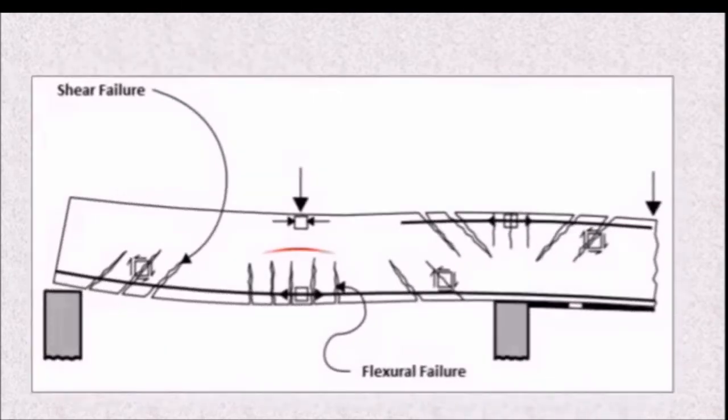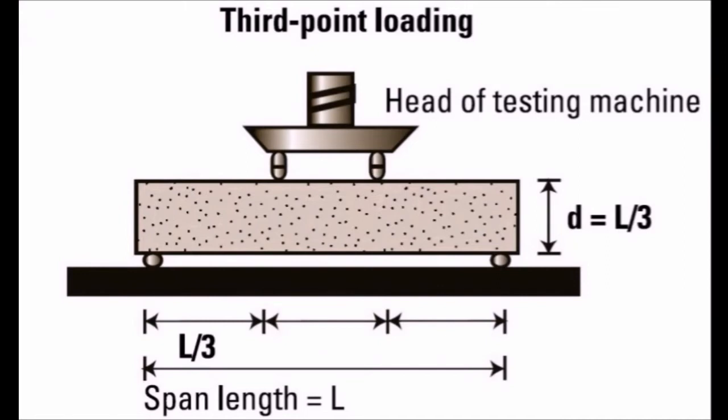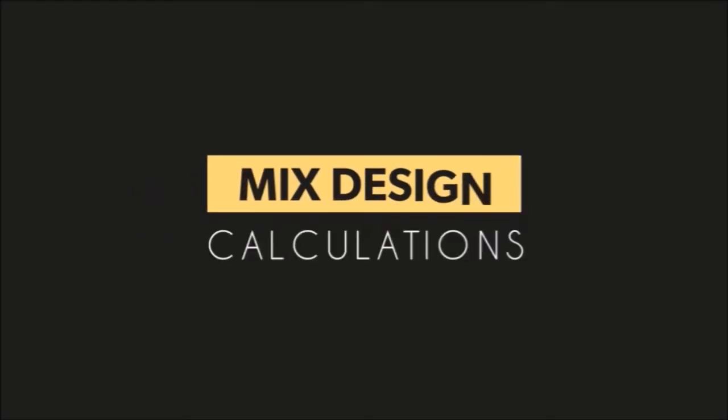Now this diagram shows how the flexural failure occurs, and the experiment setup is like this. It is called a 3-point loading, where the span length L is divided into 3 parts, L by 3, L by 3, L by 3, to create a moment of pure bending. Now we will see the mix design calculations.